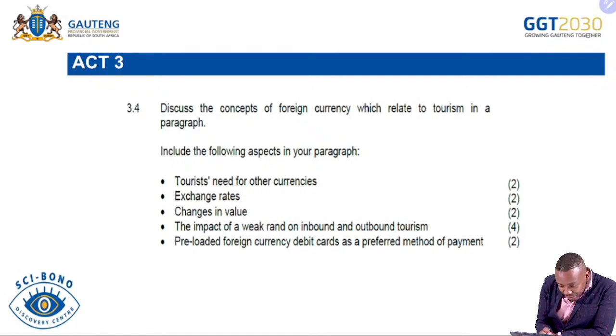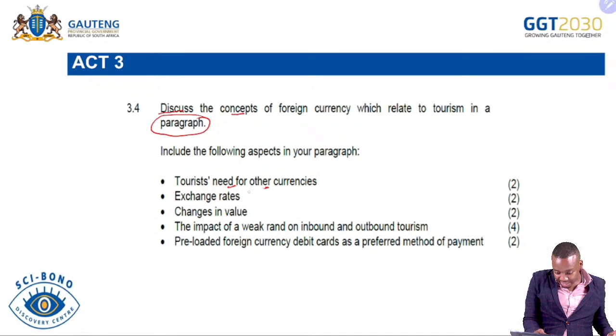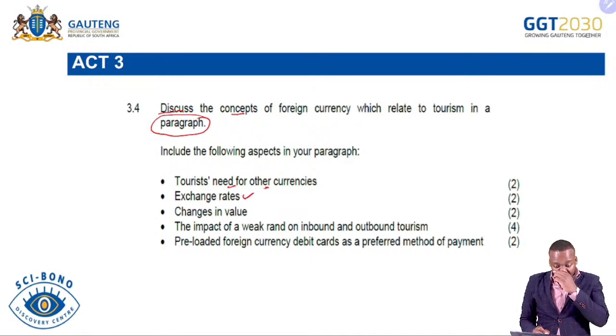But now check, they are saying discuss the concepts of foreign currency, but in a paragraph. Include the following aspects. The first one, they say discuss what they need for other currencies. Why do tourists need other currencies? Obviously, you need to explain. Then they are saying exchange rates, meaning you need to explain what exchange rates are, in paragraph form. Then number 3, the changes in value. What are we talking about there? Exchange rates.